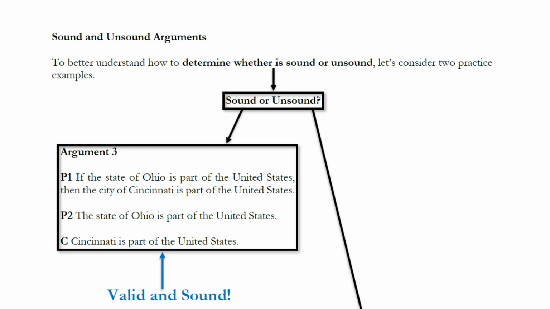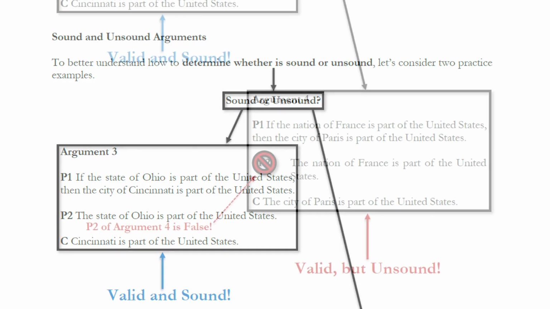What about P2? It is also the case that the state of Ohio is part of the United States. That means P2 is true as well. This means we are looking at a sound argument. The logical structure is valid, and all the premises are true. This is an argument that gives us, therefore, a decisive reason to accept its conclusion as true.